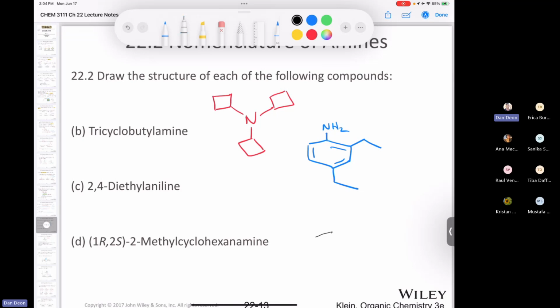What I always do is draw the compound like this, so 2-methylcyclohexanamine. Let's put this here, and then we'll put our 2-methyl group out here, and then we'll see if our stereochemistry is correct or not. On the first one, we go from 1 to 2 to 3, so that's going R. So when we reverse it, it's S.